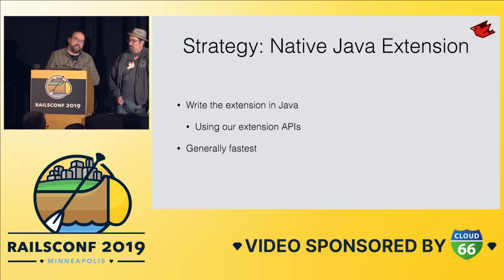And the last strategy is to use our Java native extension API. It's an analog to C extensions in CRuby, but it's written in Java and it's our API. This will be the most work out of all the strategies, but it'll also probably give you the best performance.